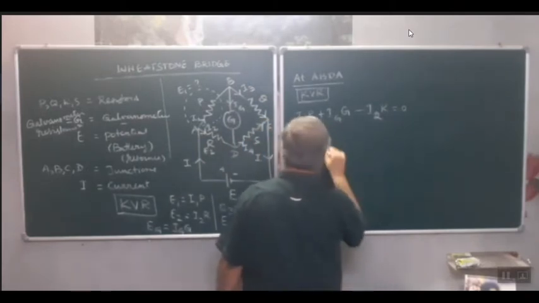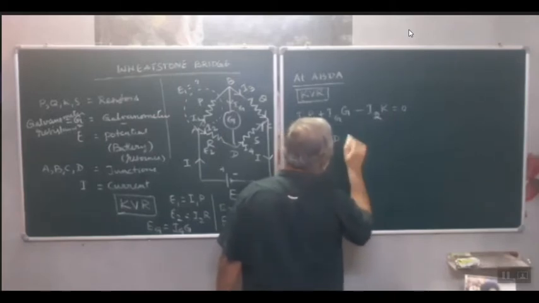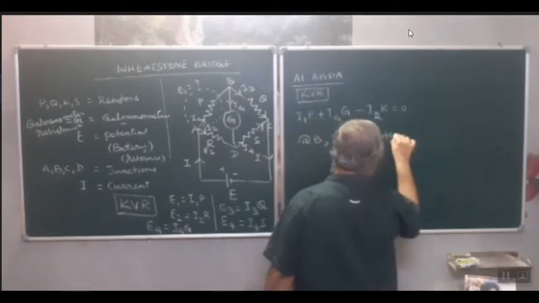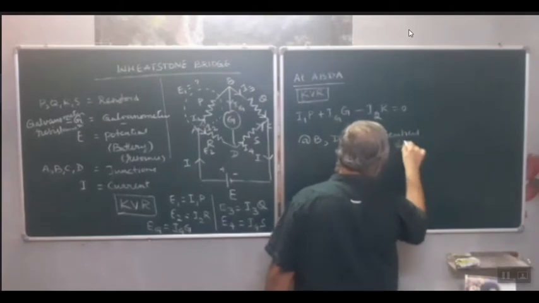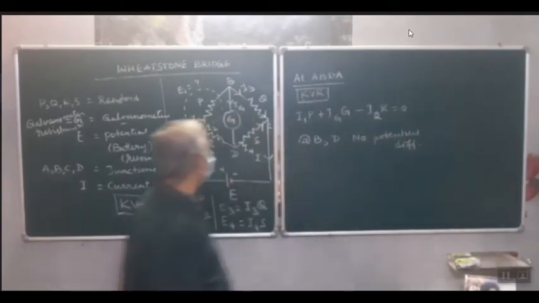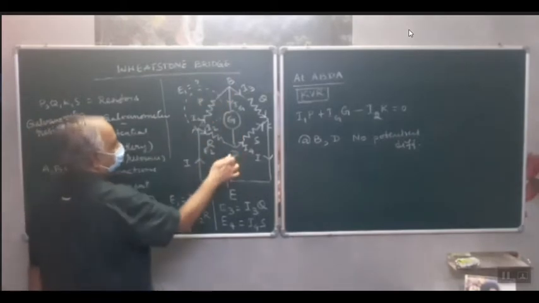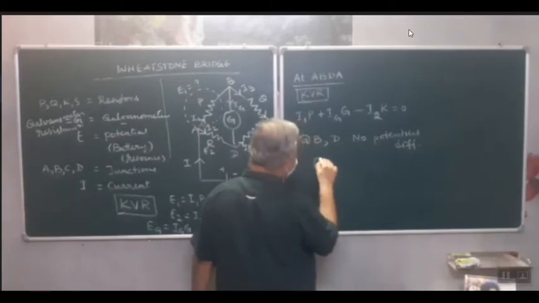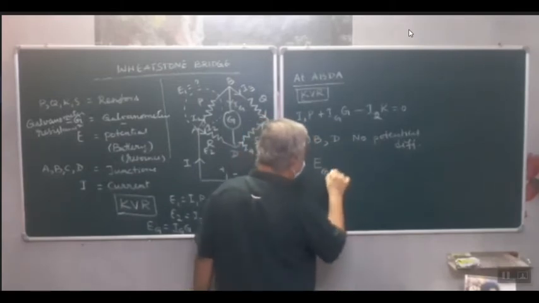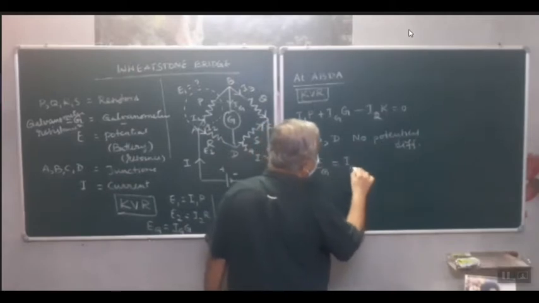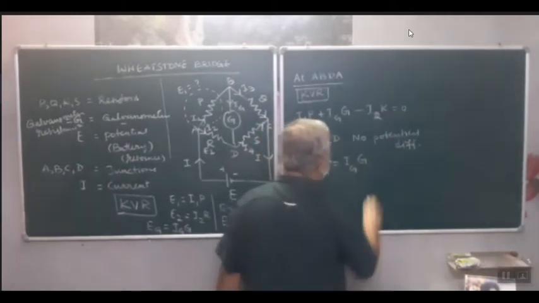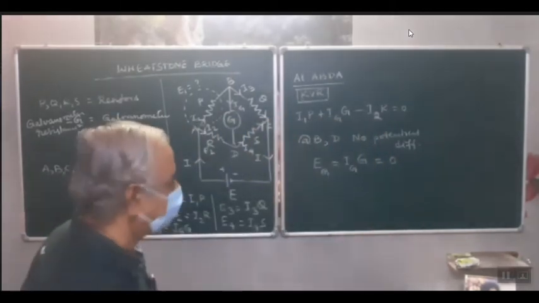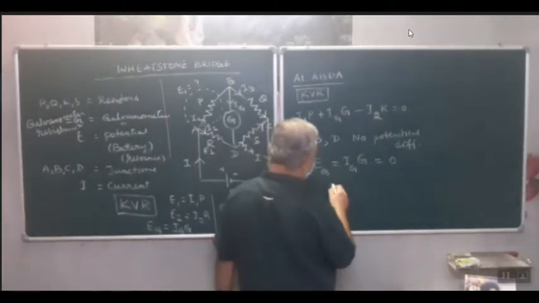So at B and D there is no change in potential. It means the potential difference across G is 0. Therefore Eg is equal to 0 and Ig into G is equal to 0. But G is not equal to 0 because it has certain resistance. But the product of Ig into G is equal to 0. It means Ig is 0.